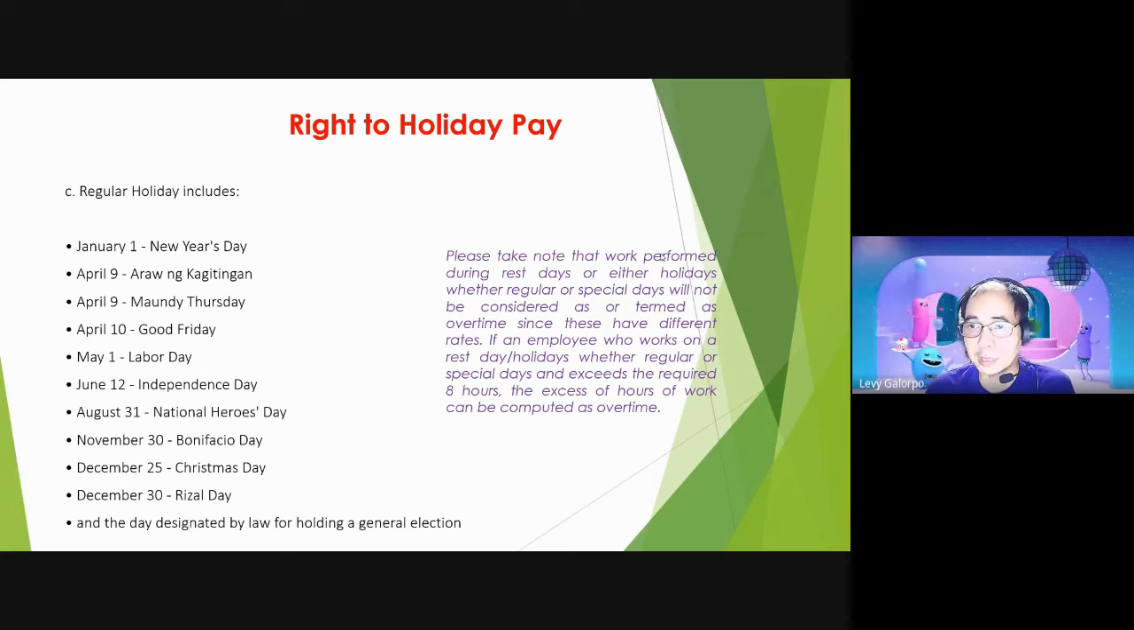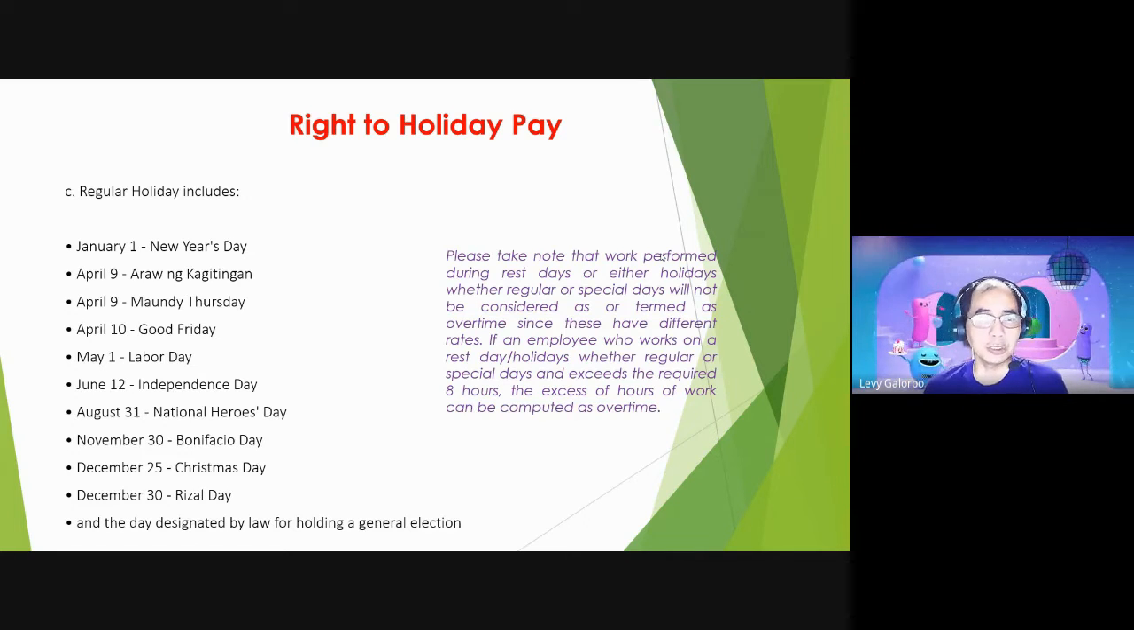So please take note that work performed during rest days or either holiday, whether regular or special days, will not be considered as or termed as overtime since these have different rates. If an employee who works on a rest day or holidays, whether regular or special days, exceeds the required 8 hours, the excess hours of work can be computed as overtime.